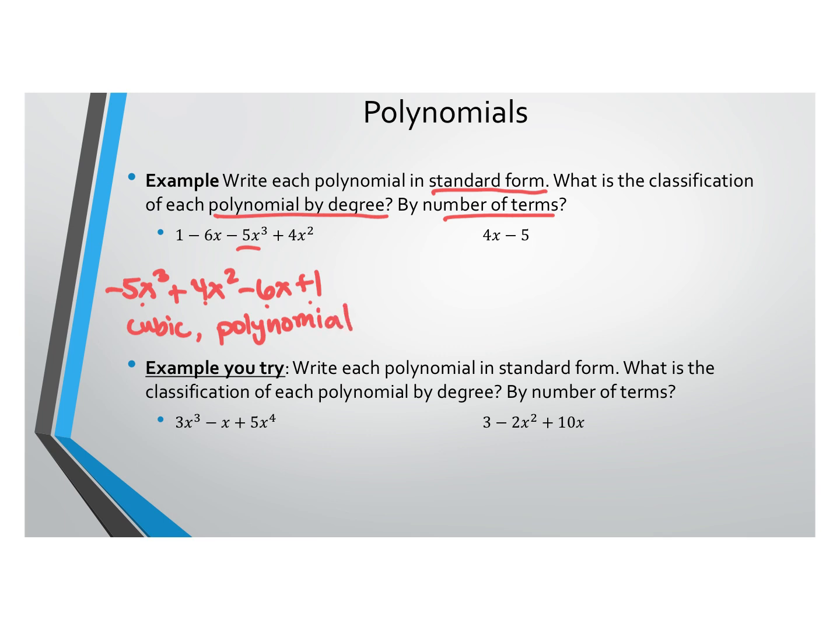If we look at the next example, notice it's 4x minus 5. It's already in standard form. We call it a linear because the power of x is 1. And 2 terms would make it a binomial. I want you to take a couple minutes, or two, and try the example. You try.